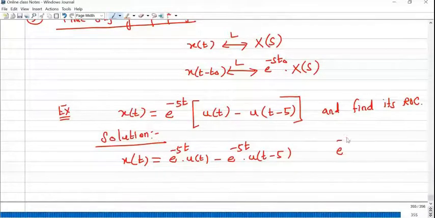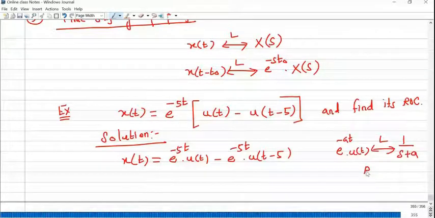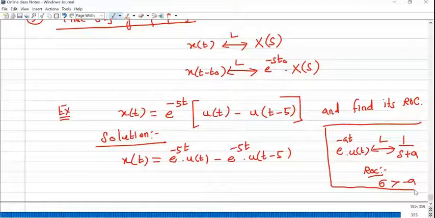What is the Laplace transform formula of e power minus at times u(t)? It is 1 divided by s plus a. What is the ROC? Real part of s greater than minus a. We have already derived this. So using this property, first find the Laplace transform of e power minus 5t u(t).